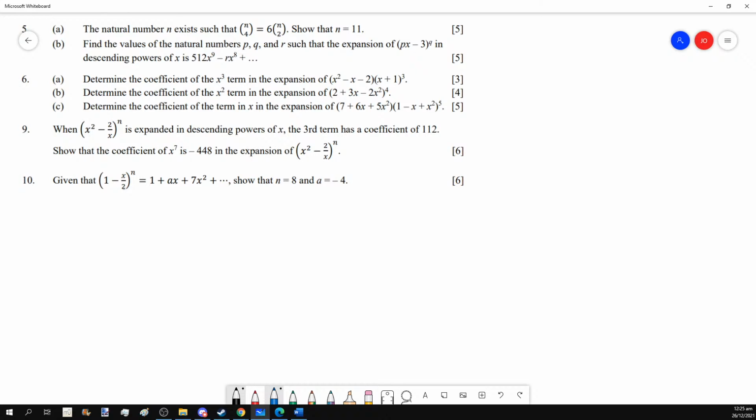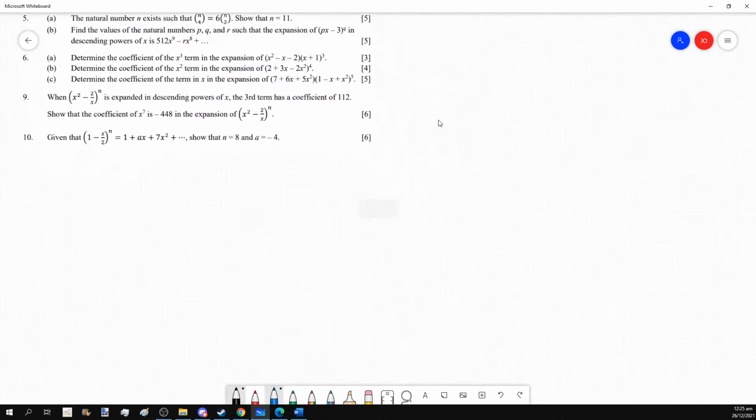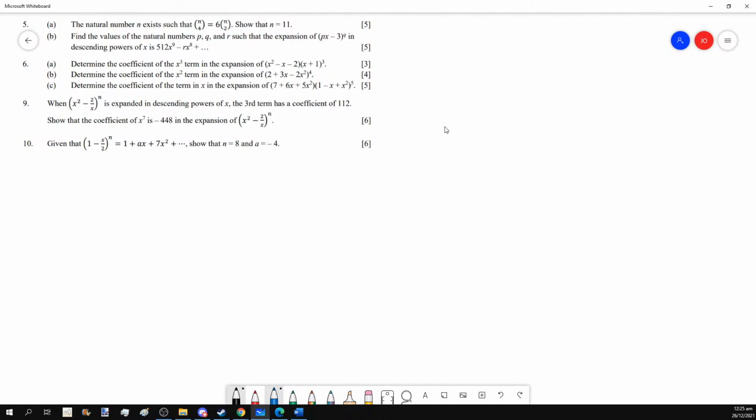Alright, so let's take a look at the first problem over here. They tell us the natural number n exists such that n choose 4 equals 6 times n choose 2. Show that n equals 11. So this is actually a surprisingly straightforward request, right? Just find the value of n. Like, how are you gonna mess this up?